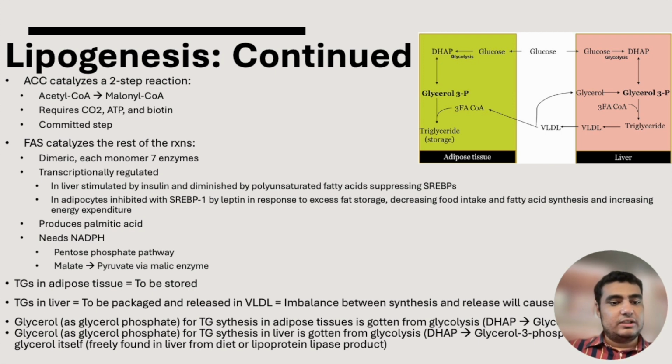Following that, we need to discuss that triglycerides in adipose tissue are stored. However, in the liver, they are not stored. They are packaged and then released into VLDL. So we do not store triglycerides in the liver. They will be stored if there is an imbalance, and that would cause fatty liver disease.